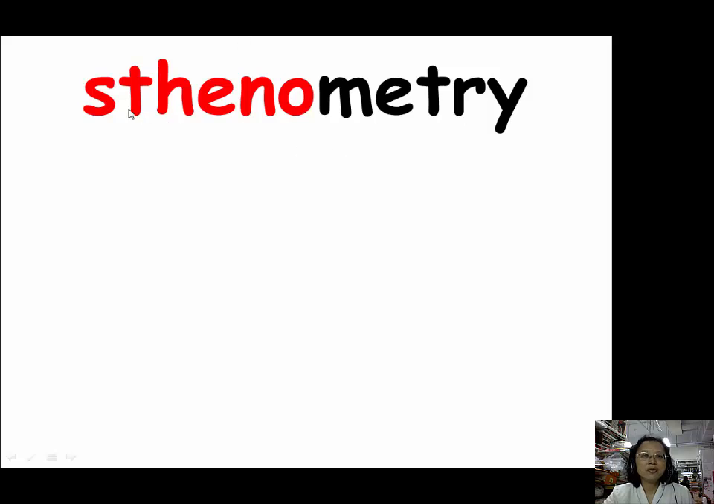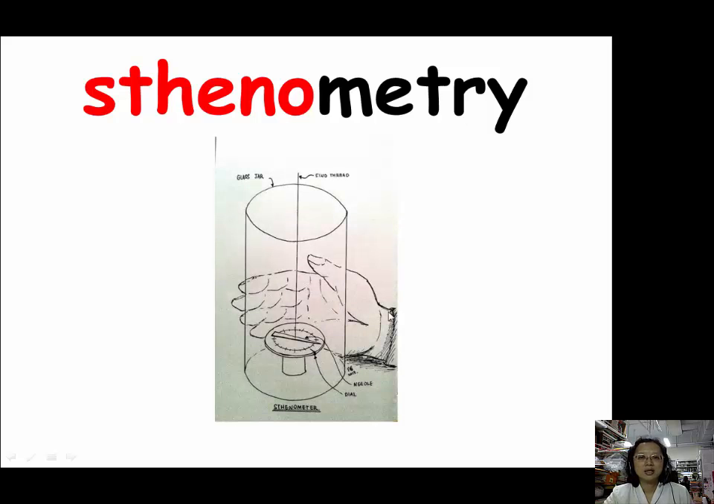And for stheno, our example is sthenometry. Sthenometry is the measurement of bodily strength. As shown in this picture, this thing is called a sthenometer.